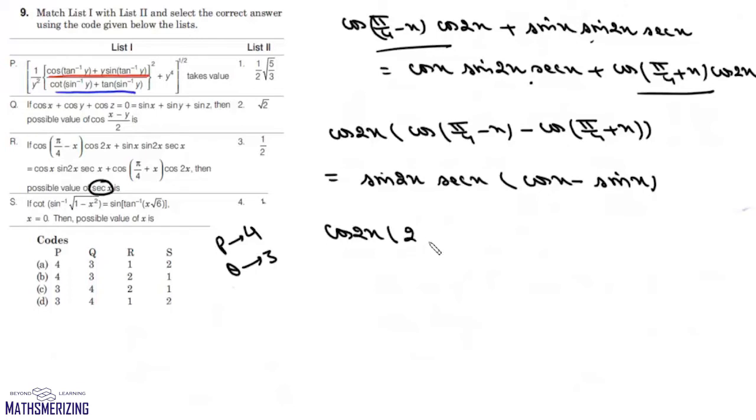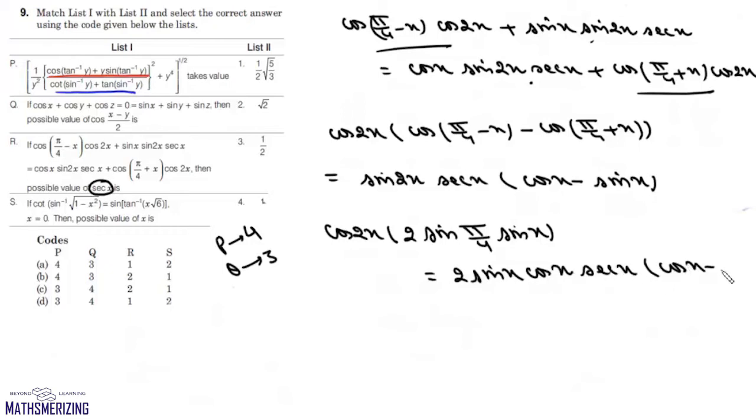So we'll get 2 sin(π/4) into sin x, and here we'll get 2 sin x cos x into secant x, into (cos x − sin x). We can also write this cos 2x as cos²x − sin²x. Now here we can cancel cos x − sin x.